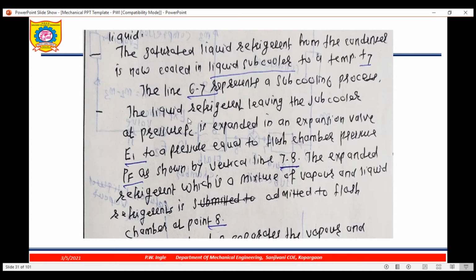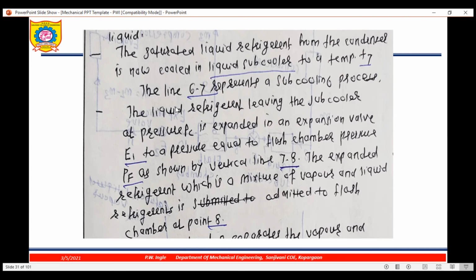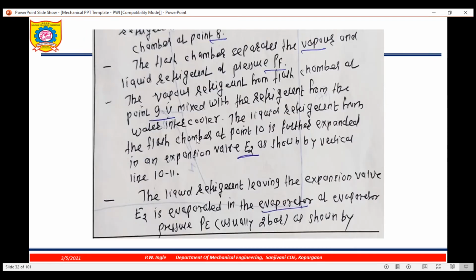Okay, the liquid refrigerant leaving the subcooler at pressure is expanded in the expansion valve to a pressure equal to flash chamber pressure. Okay, it will be expanded in the expansion valve to a pressure equal to flash chamber. This flash chamber pressure will be equal to the refrigerant pressure after expansion. Okay, shown by 7 to 8. Expanded refrigerant, which is a mixture of vapor and liquid, is admitted to the flash chamber. Now here the flash chamber separates the vapor and liquid refrigerant at pressure PF.